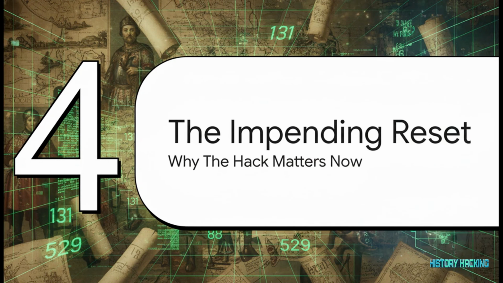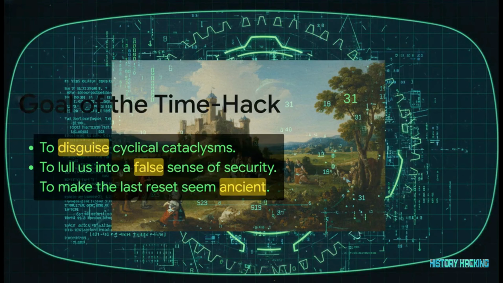So why does any of this actually matter? Because this isn't just about the past. This whole chronological hack wasn't some academic exercise. No, it was deployed for a terrifyingly present-day purpose. The objective of this hack was really twofold. First, it was to obscure the true cyclical nature of these system-wide cataclysms. And second, it was to lull the current user base, and yeah, that's us, into a totally false sense of security, making us believe the next great reset is thousands of years away.